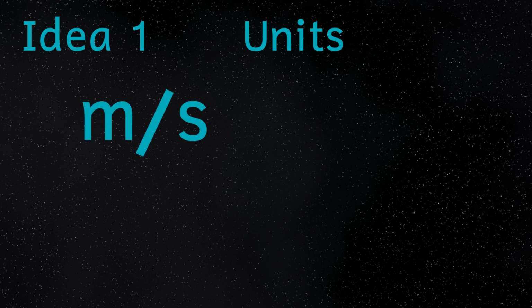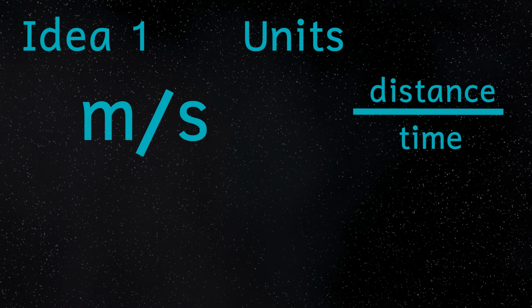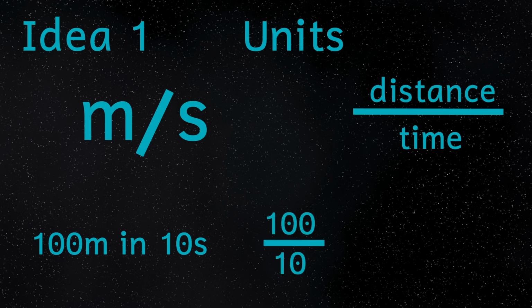Idea 1 is all about units that we use. Let's think of speed. One way of recording speed is as meters per second, and this will be written like this, with a slash between the meters and the seconds. Speed is calculated by dividing a distance by time. For instance, if I'm in my car and I travel 100 meters in 10 seconds, I can find out my speed by dividing the distance by the time, and that will give me a speed of 10 meters per second.